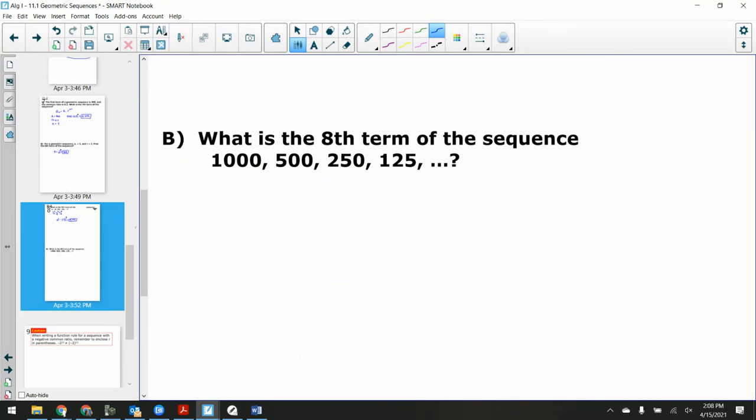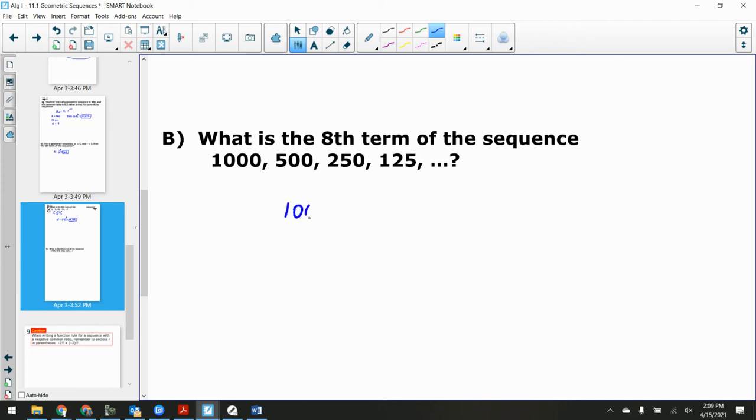Look, I did change the directions before this. What is the 8th term of this sequence? Well, the 8th term of this sequence, I know that it's geometric. How do I know that it's geometric? Because multiplying by 1/2. And do you see how it's decreasing? That means I'm multiplying by a number that's smaller than 1. I'm multiplying by 0.5, right?